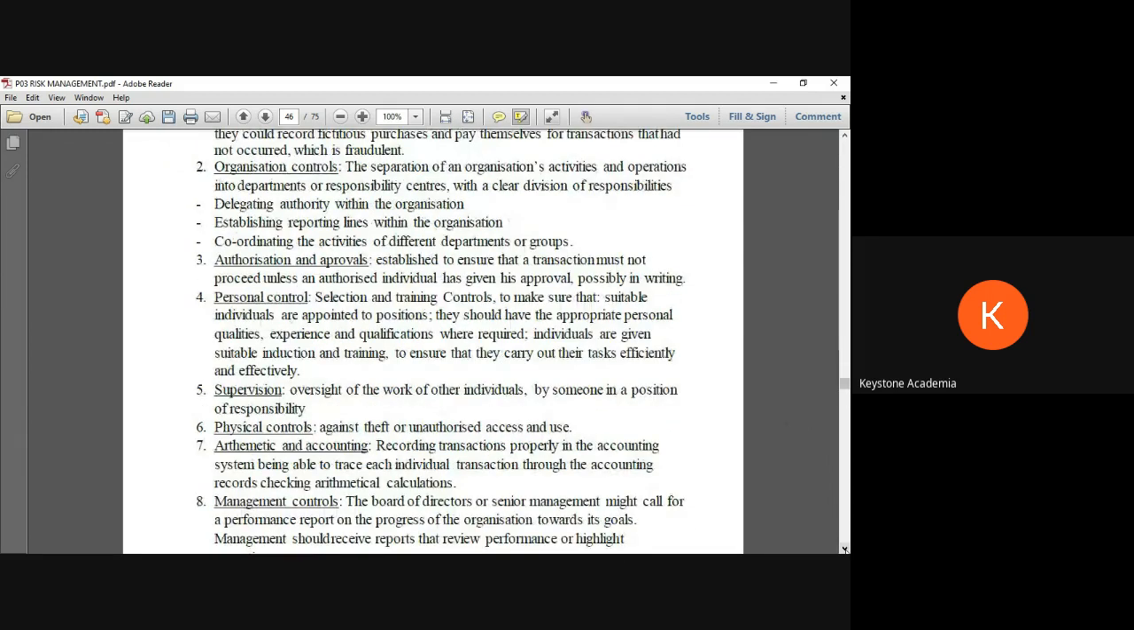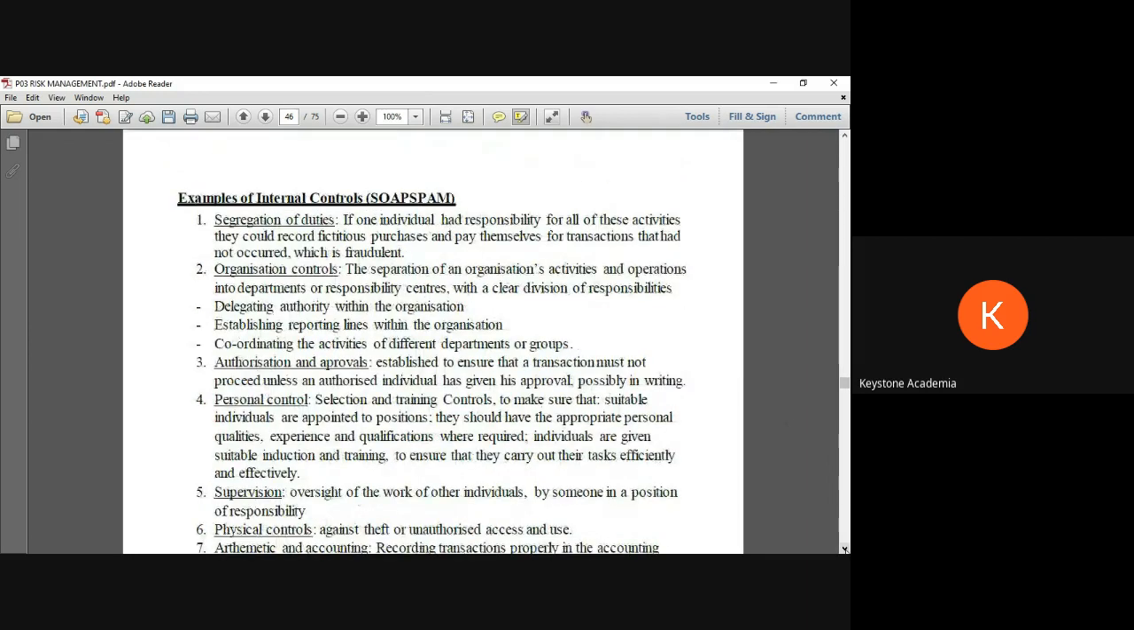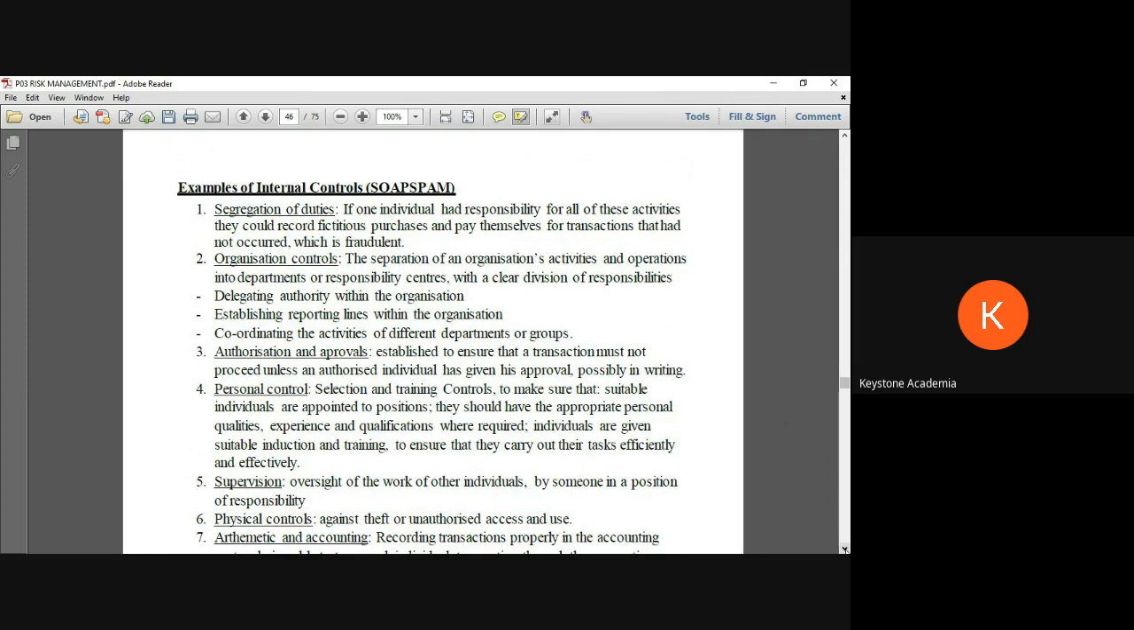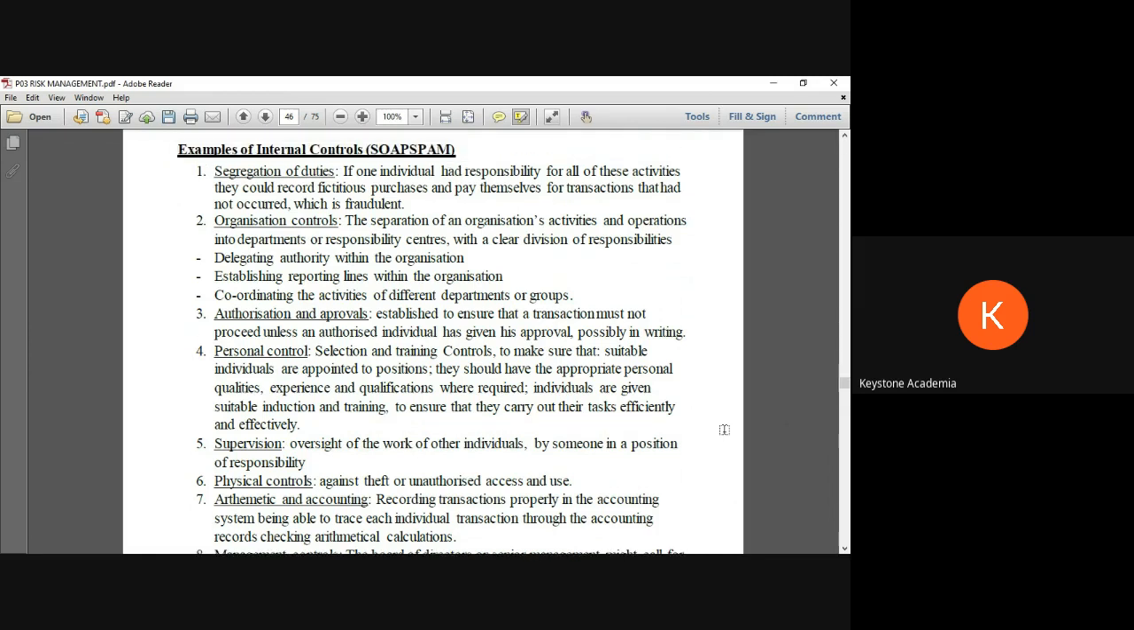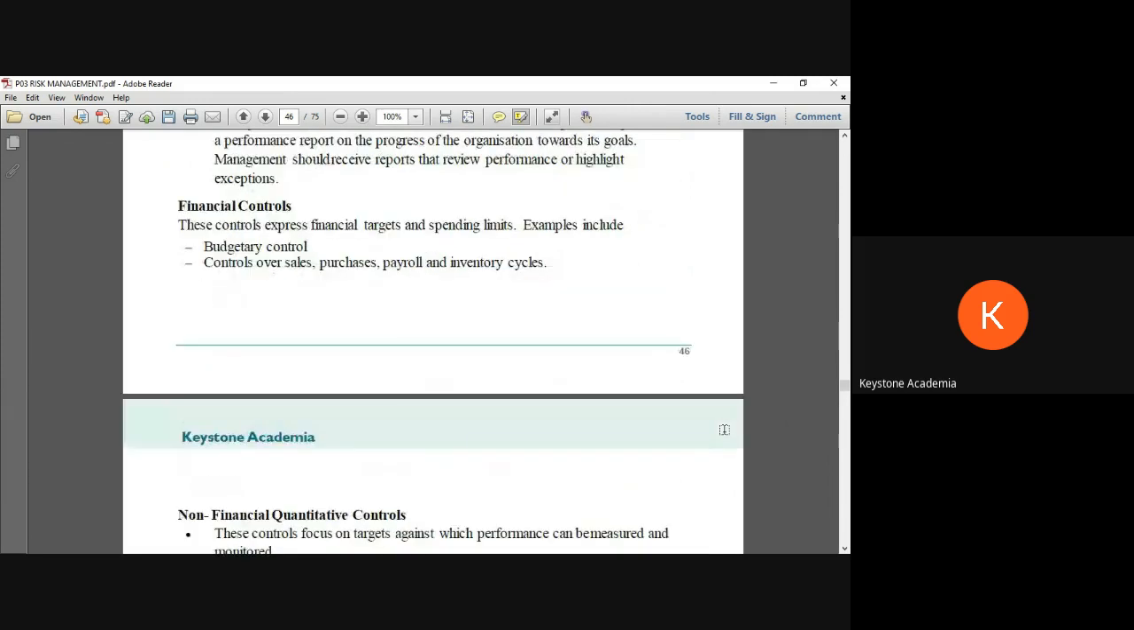One last thing to add here is, for one particular risk, you can add so many controls, whatever you feel like. There is no compulsion of only one control for one risk. Segregation of duties can be there, supervision can also be there, then through technology, arithmetic and accounting controls can also be there, management controls can also be there, etc. The only thing is, you should be thinking of the cost involved. Financial controls also, we have budgetary controls, control over sales, purchase, payroll.